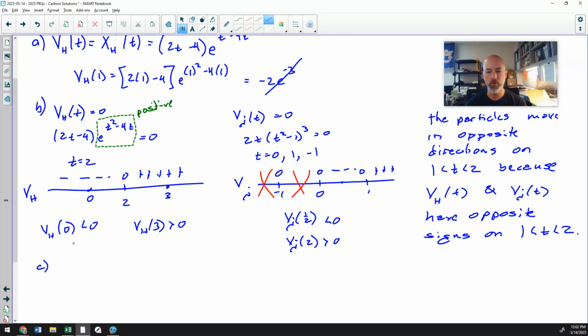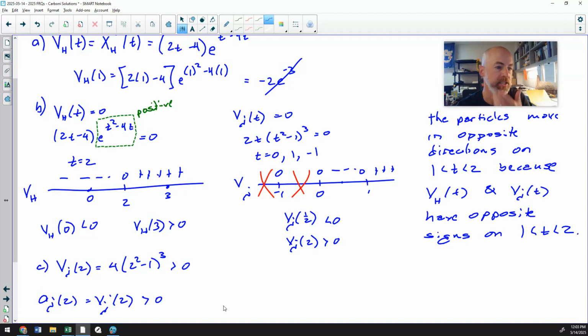Okay, so we need to figure out what is the velocity of particle J at time 2. If you want to be really detailed, I can say that's 2 times 2, that's 4, times 2 squared minus 1 cubed, that is 3 cubed. That is a positive value. The acceleration of particle J at 2, which is the derivative of the velocity of particle J at 2, they just outright tell you that that is a positive value, and therefore I can say that the speed of particle J is increasing because acceleration and velocity have the same sign.